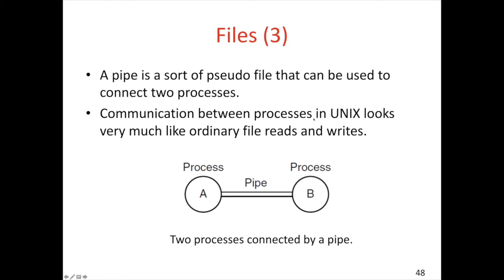Communication between processes in Unix looks very much like ordinary file reads and writes. In this figure, two processes communicating through a pipe are shown. Each process is sending information to the other one through the pipe. These are imaginary files, not real.